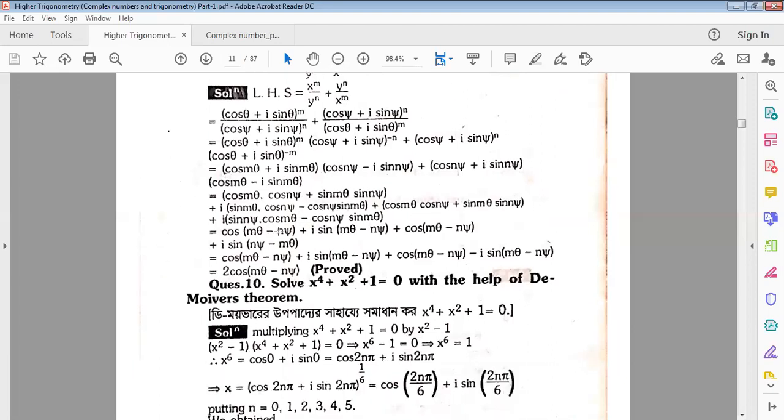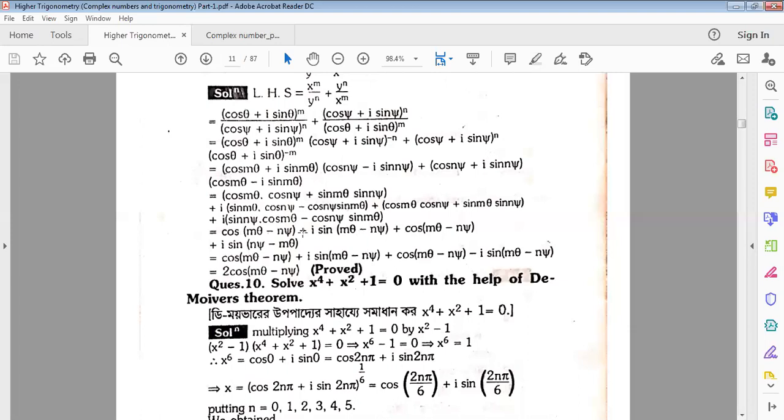Then there is a formula: cos a cos b plus sin a sin b. What? The cos (a minus b) formula. Then sin a cos b minus cos a sin b, the sin (a minus b) formula. You have to use trigonometric formulas. In engineering mathematics, there are many formulas for you. You can use the formulas there. Make a table of formulas.